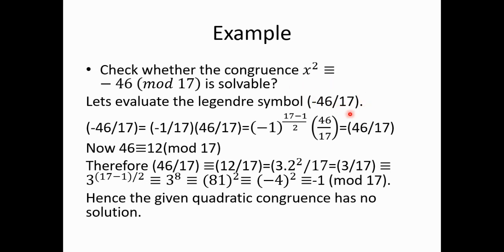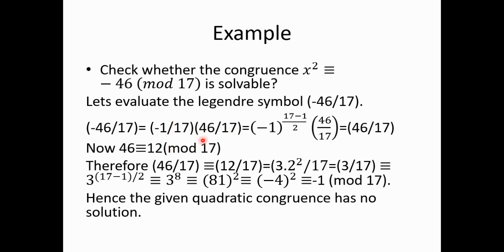So if the value is 1, then this congruence is solvable, and if the value is minus 1, that means this congruence is not solvable. So let us see. Minus 46 upon 17 can be written as minus 1 into 46, so this is equal to (minus 1 upon 17) into (46 upon 17).